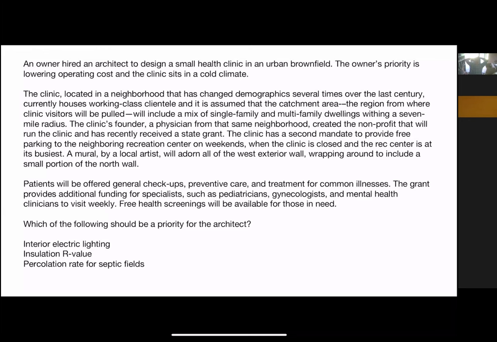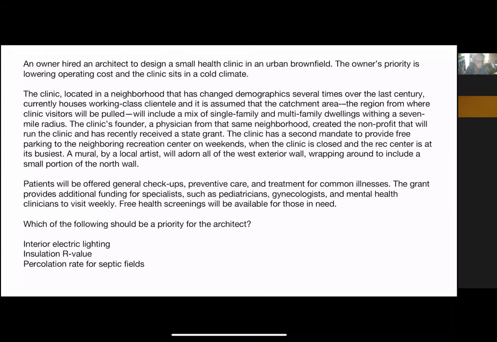Go ahead and answer this question. You have 2 minutes and 30 seconds to do so. The things you guys are writing in the chat are exactly the point. Someone said, that's such an NCARB question. Someone said, all the answers are in the first paragraph or first sentence.